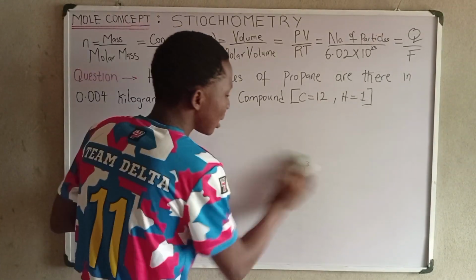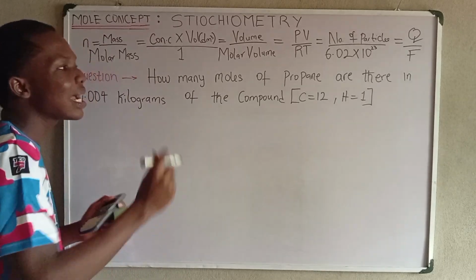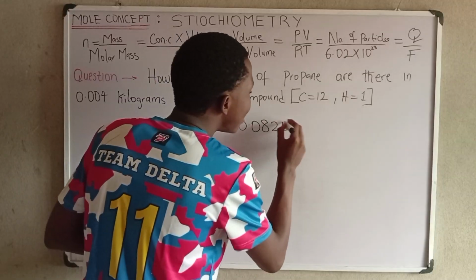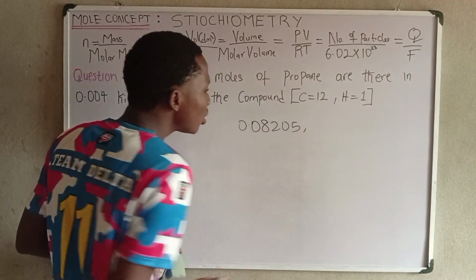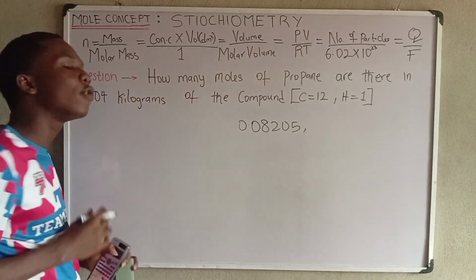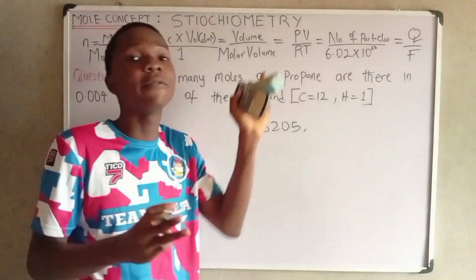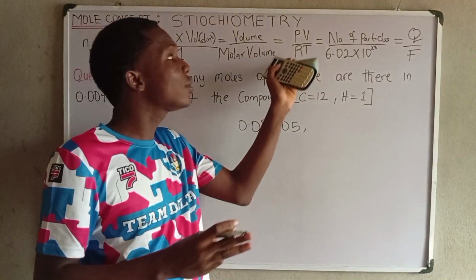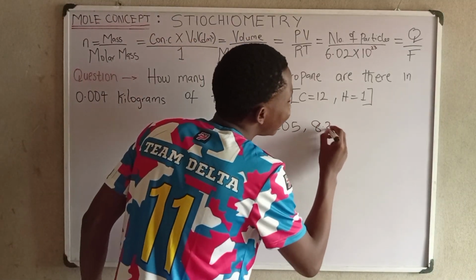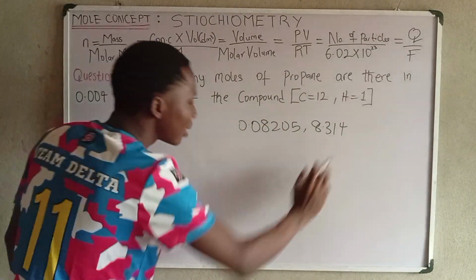Now let me wipe this out. The value for our molar gas constant is 0.08205. It doesn't just have one value, just like the molar volume has two values, when the volume is given in cm cube and when it is given in dm cube. It's the same for the molar gas constant. It has a second value, which is 8.314. This is the second value. Take note of it. Don't ever forget this value.